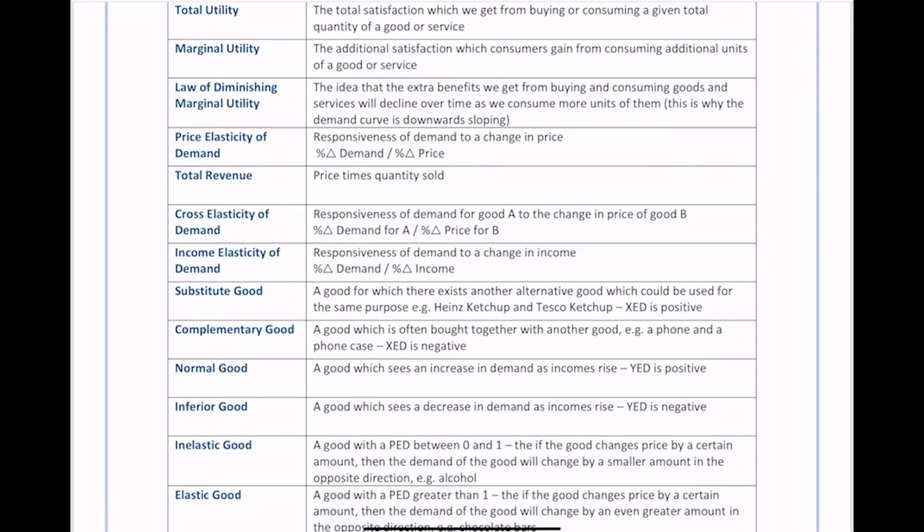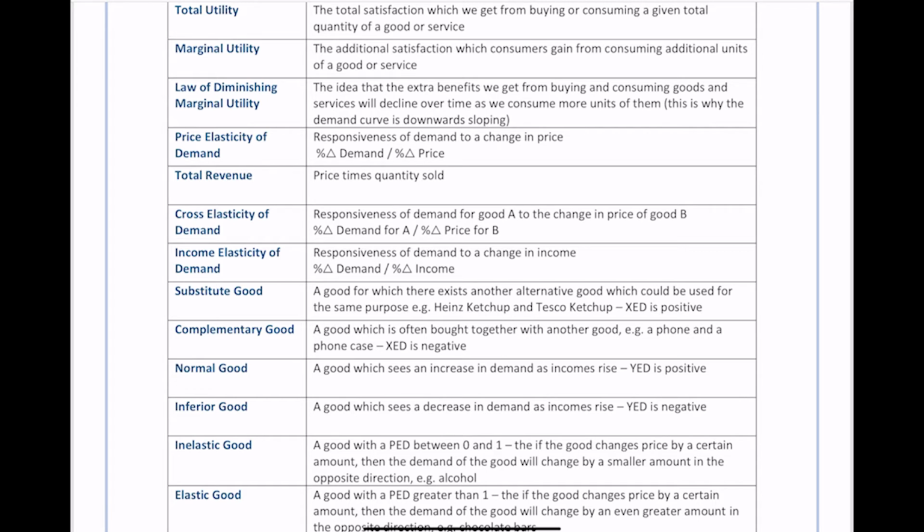Then you've got income elasticity of demand, which is just how responsive demand is to your income. So it just looks at if your income changes by a certain amount, how much does your demand change. So it's percentage change in demand over percentage change in income. You just kind of have to remember the definitions for these ones, since compared to just stating them, you'll be using them quite a lot.